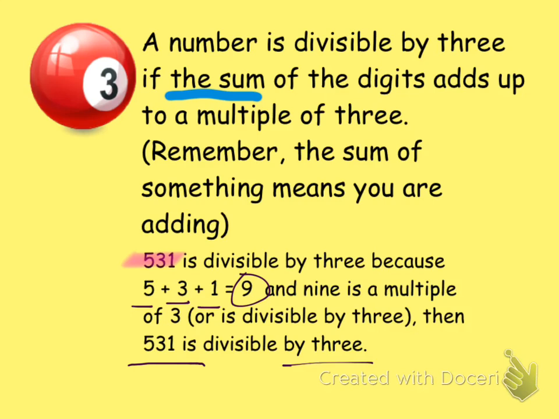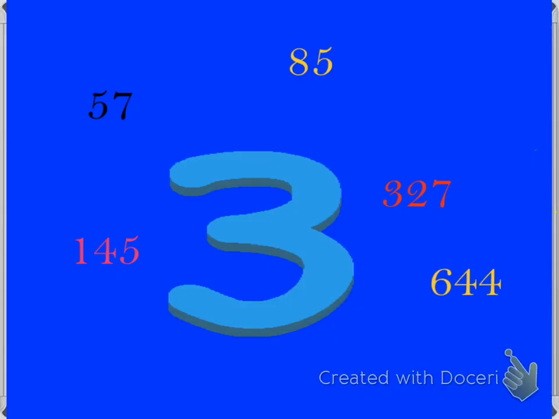An example of it not working is if you had 532. If you add those 3 digits up, 5 plus 3 plus 2, that equals 10. 3 does not go evenly into 10, so that would not be divisible by 3. Pause the video and write down the following smaller numbers that are divisible by 3. Unpause it to check your answers.